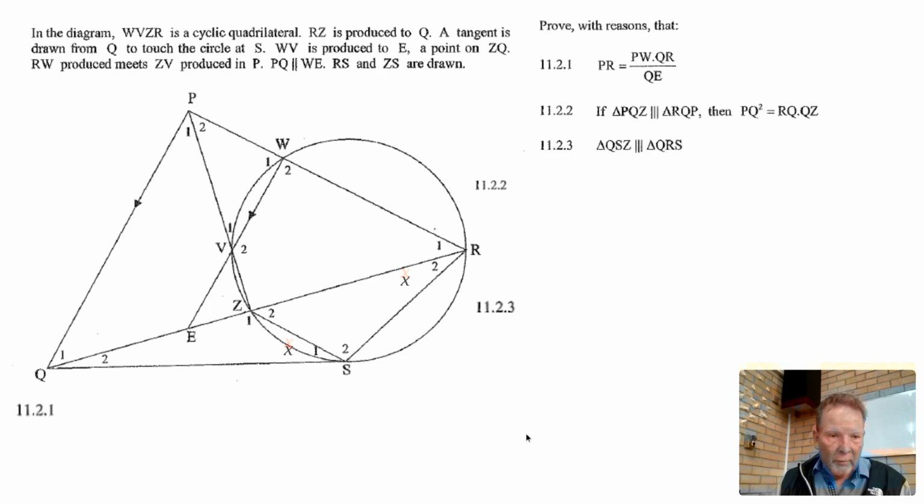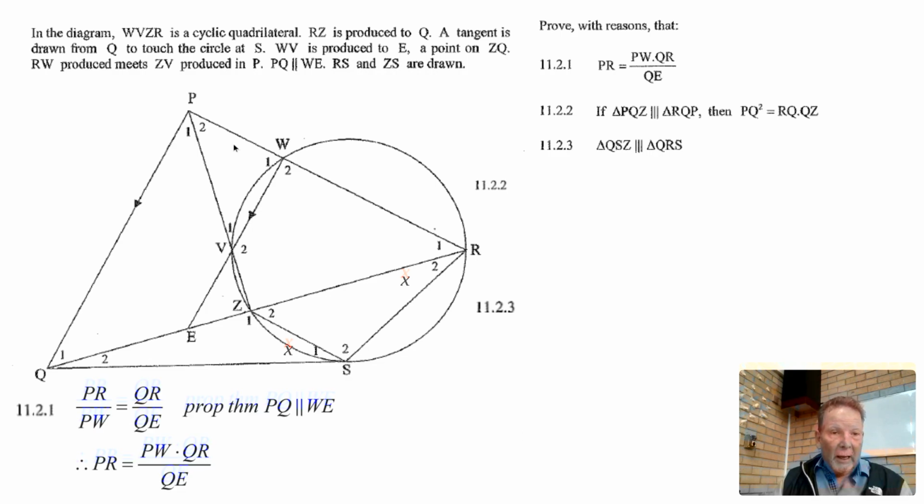And how would we do this? Well, this is how you do it. If you've got a parallel line going across here, then you know that the ratio of PR to PW has to be the same as QR to QE. That's the proportionality theorem. Then all you do is multiply by PW, and you get exactly what they were asking to prove. So all it is is the proportionality theorem. The long side to the short side on either side of this triangle makes the ratios work, because of the proportionality theorem.